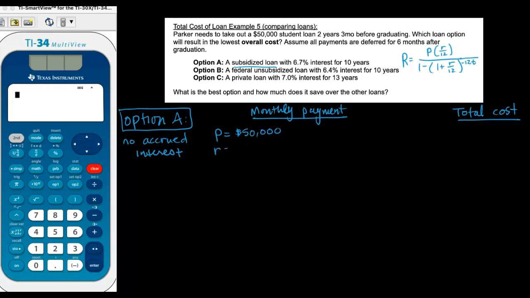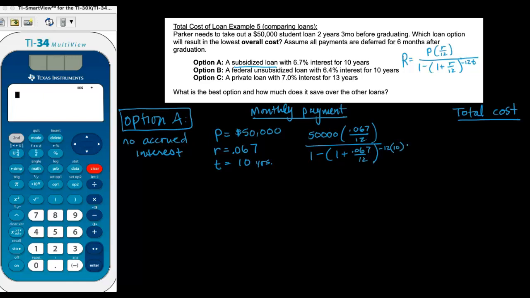So then our rate is going to be 6.7%. So I just take the decimal and move it 2 spots to the left, or divide by 100. So 0.067. And then the term they tell us is 10 years. So I'm going to take all those values and plug them into the monthly payment formula, and then to the -12 times, in this case, 10 power.